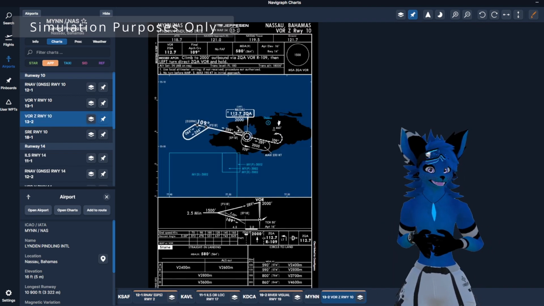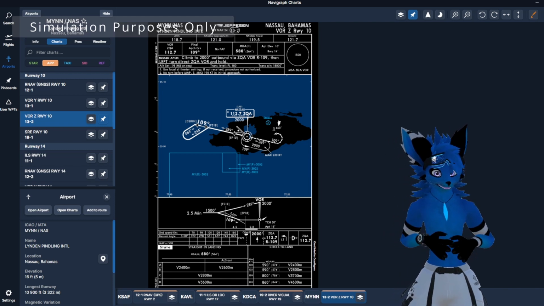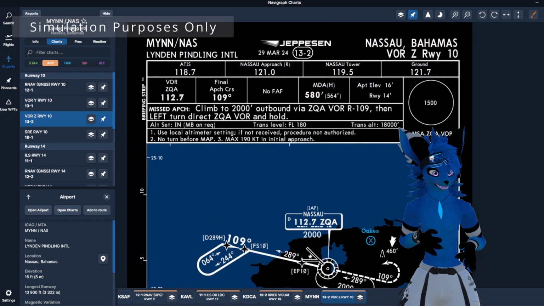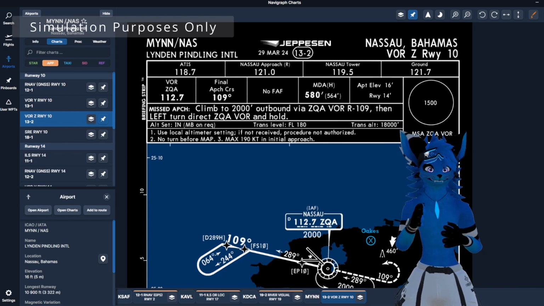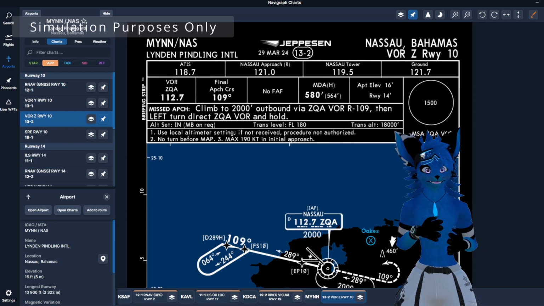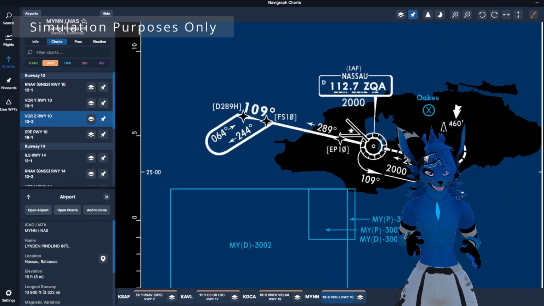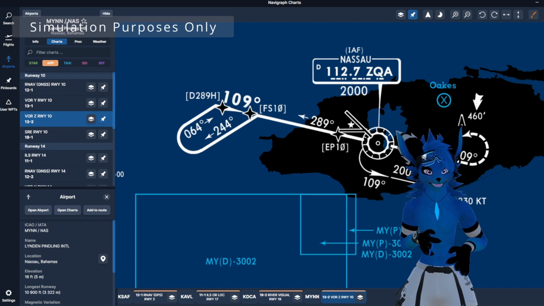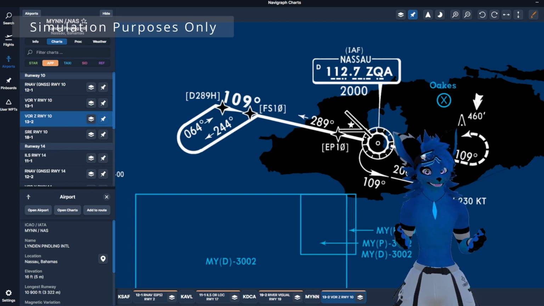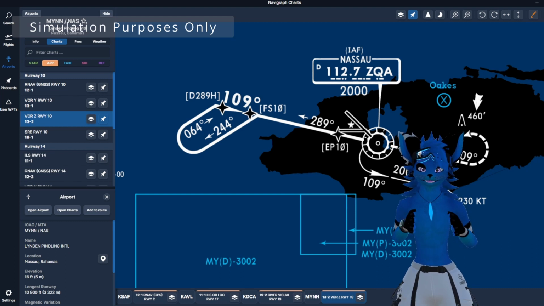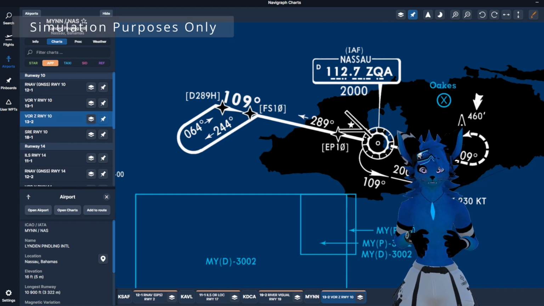Next approach we have here is the VOR Zulu for runway 10 in Nassau, Bahamas. So looking at the navigation frequency over here, we would be tuned to the VOR on 112.7, and we would be tracking the 109-degree radial to get us to the runway. Now, if we look at the graphic, you can see the 109-degree radial is not a perfect straight-in approach for runway 10. So when we break out of the clouds, we're going to notice that we are misaligned with the runway, so we will need to make another turn to get us lined up with the runway and come in and land.